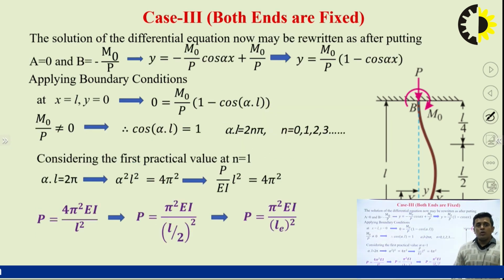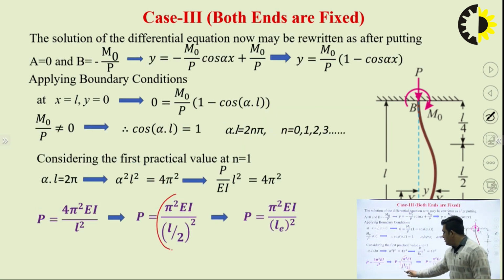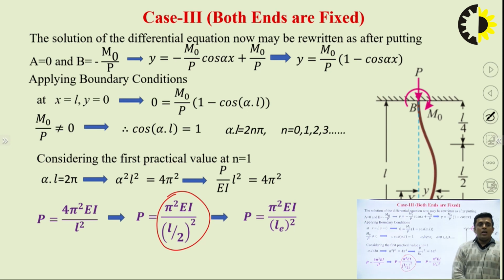This time you are going to get the result like this. This time you are going to get the equivalent length as half of the original length. See, in the first case you were getting Le equal to L, where both ends were hinged. When one end was fixed and one end was free, Le equal to 2L you were getting. Now, when both ends are fixed, Le equal to L by 2 you are getting.